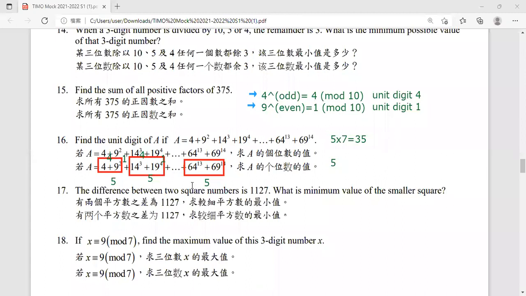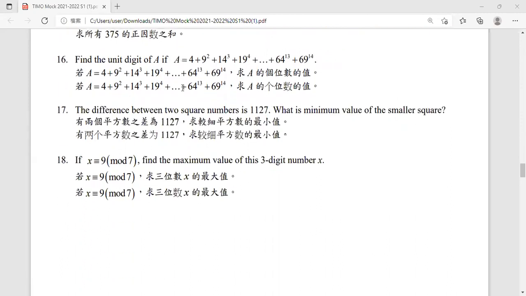They're all fives. Okay, next one. I know you got it. Next one, 17. The difference between two square numbers is 1,127. What is the minimum value of the smaller square?